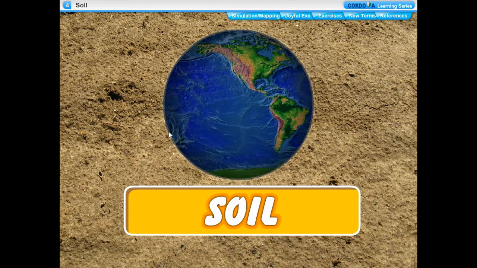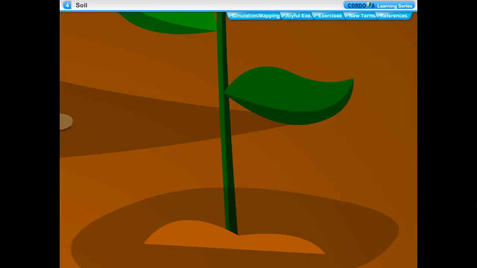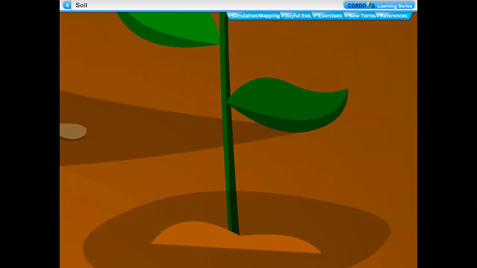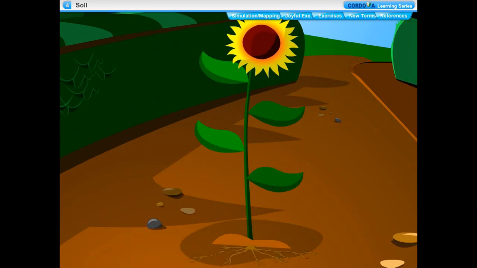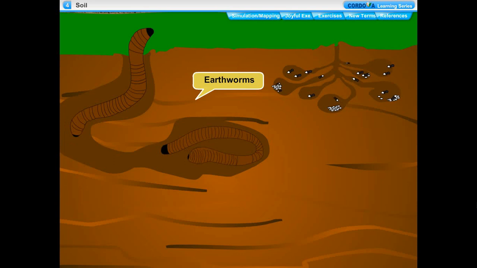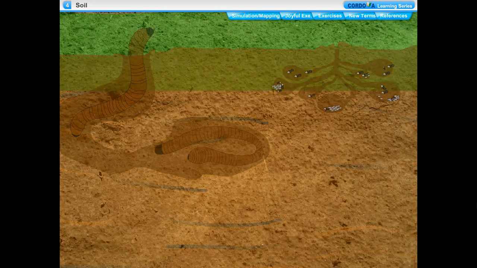Chapter 4. Soil. Soil is the uppermost layer of the earth. Soil is very important for plants to grow. Roots of plants go into the soil to get water and minerals. It helps them to grow well. Small animals like insects and earthworms live in soil.